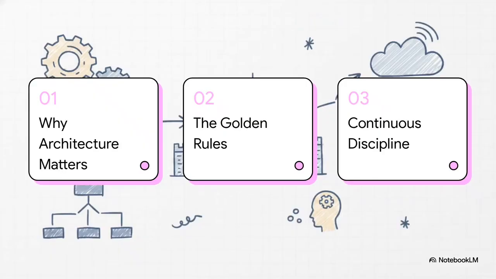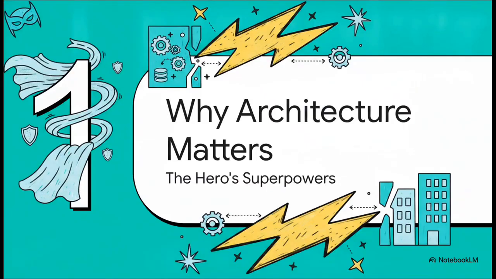Here is our roadmap for the explainer today. First, we'll cover why architecture matters. Then we'll dive into the golden rules. And finally, we'll wrap up with a continuous discipline. Let's kick things off with Section 1, why architecture matters, and honestly, the hero's superpowers it brings to the table.